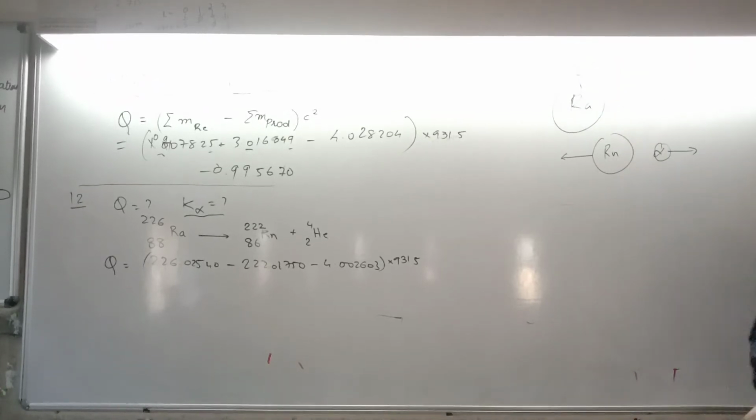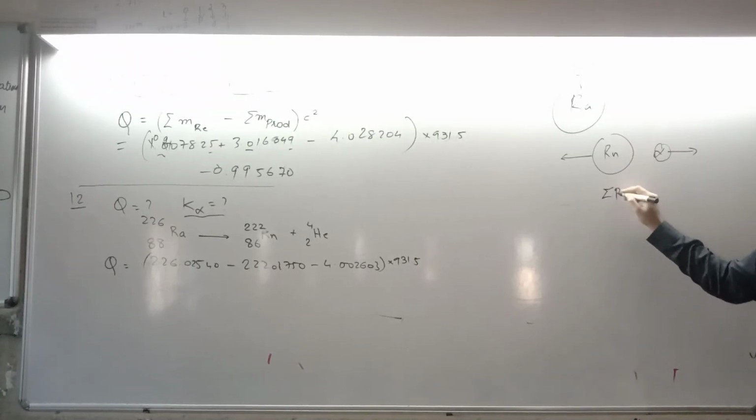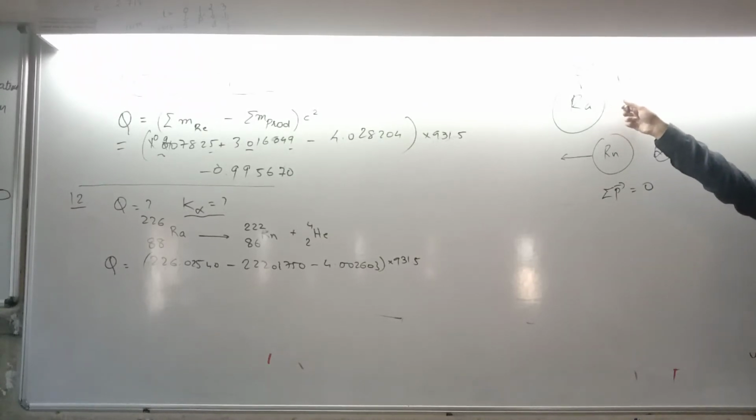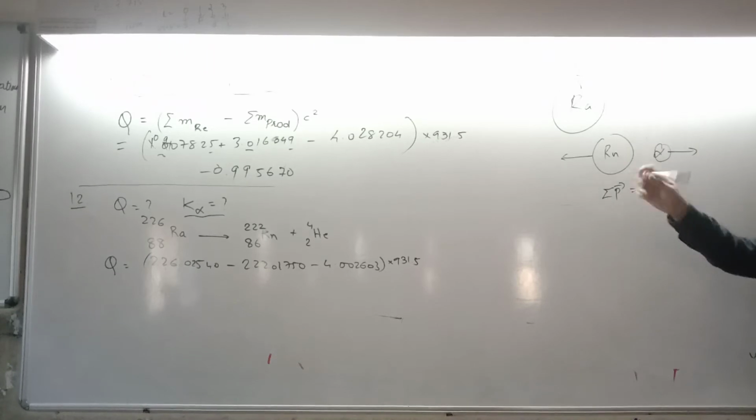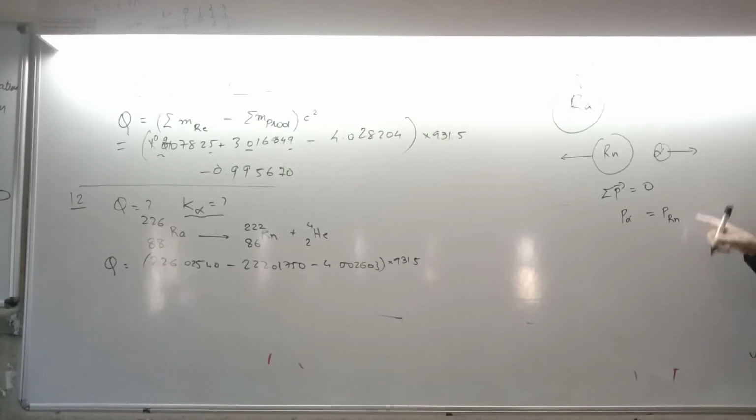So basically if this is at rest, that is the normal case generally, then the total momentum should be 0. Is that fine? Because it was at rest, initial momentum 0. After emission of alpha particle, total momentum still 0. Now because of conservation of momentum, P alpha in magnitude should be equal to P of radon. Clear or not clear? In magnitude, directions are opposite. Understood? Right? So this is the key.